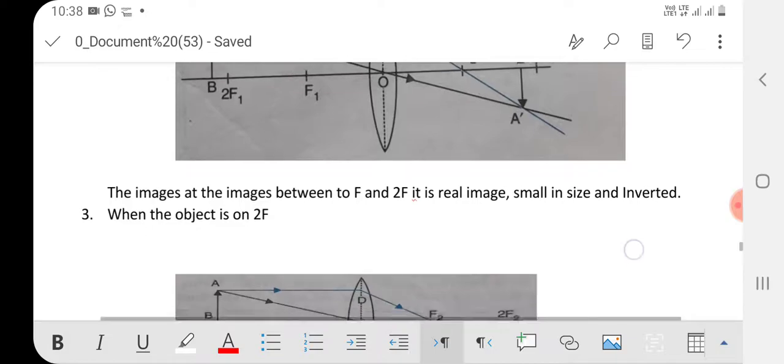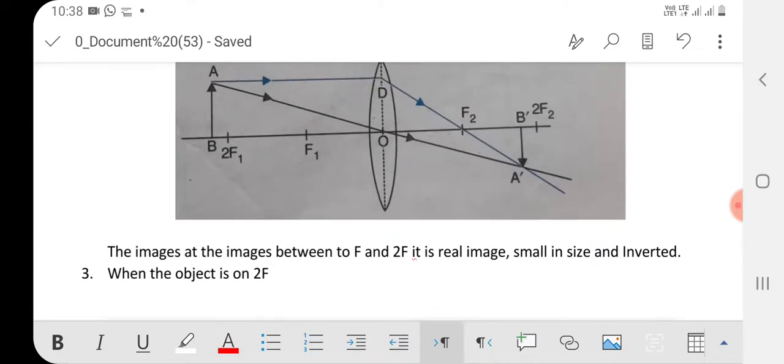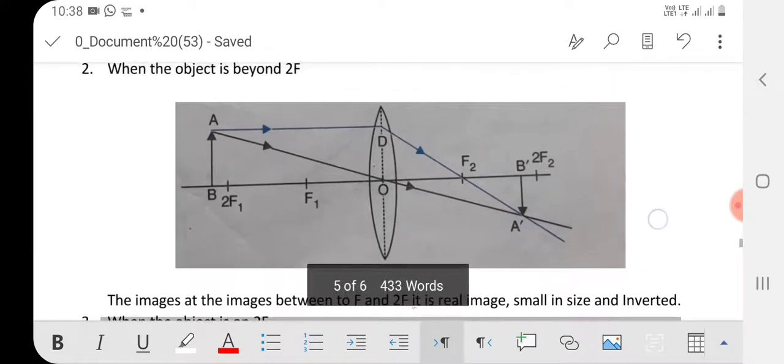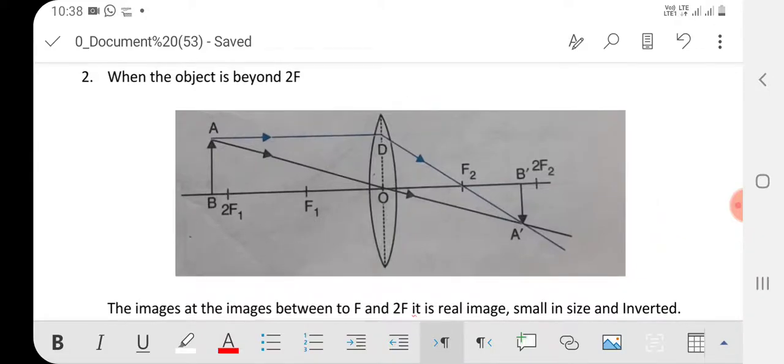Now, what is the nature of the image of this ray diagram? The image is between F and 2F. It is a real image. It is small in size and inverted. So the image will be between F and 2F. It is a real image, small in size as well as inverted.